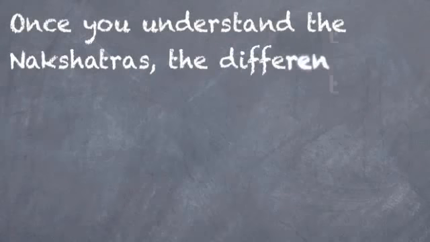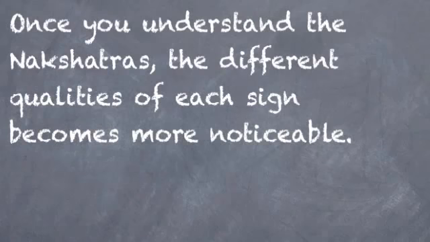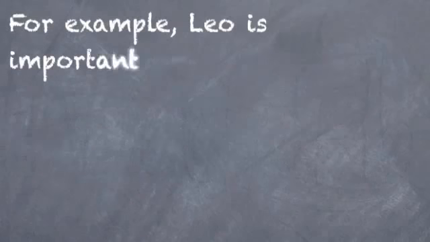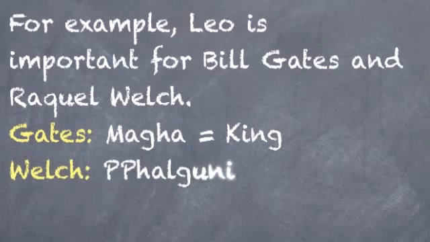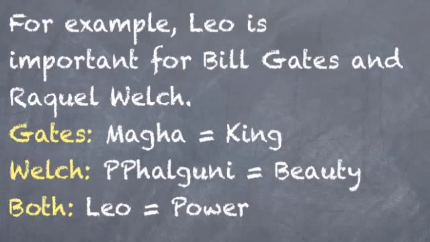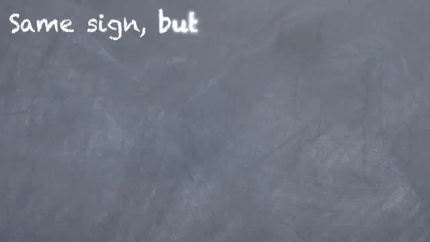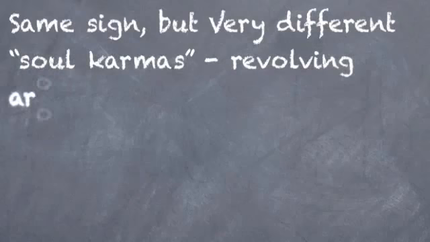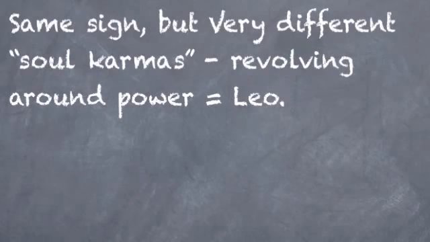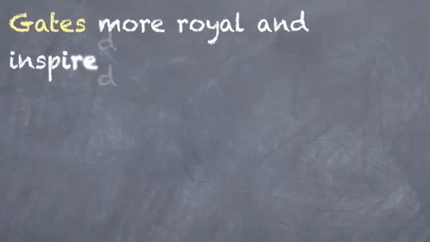So these are a couple examples, but once you understand the nakshatras, the different qualities of each sign become more noticeable. For example, Leo is important for Bill Gates and Raquel Welch both, as we just saw. But Bill Gates is the Leo that is related to Magha, the king, that nakshatra. Raquel Welch, Purva Falguni, beauty. But both of them, these karmas are related more than anything to power. These were both power figures, both kings or queens of their industry for different things. But still, it's a power karma. Again, same sign, but different karmas revolving around power, which is Leo.